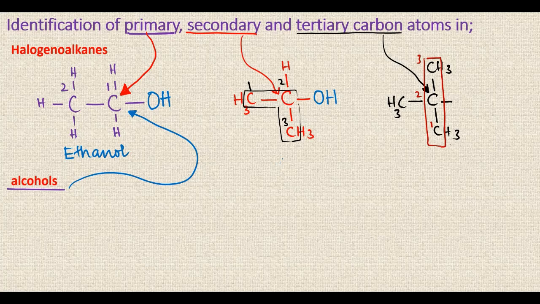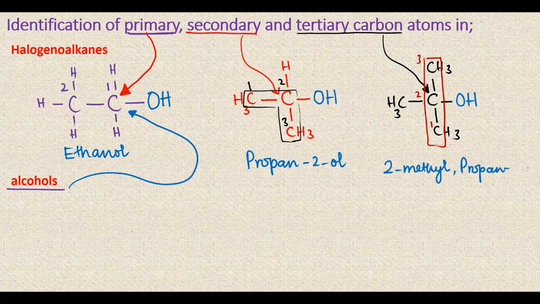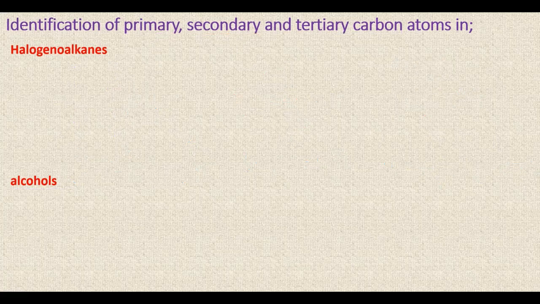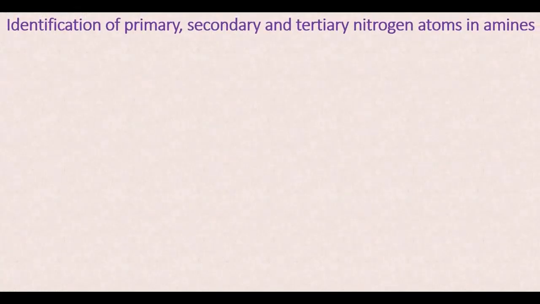The name of this compound is propan-2-ol. A tertiary carbon will be a carbon to which the OH is attached in an alcohol, having three more carbon atoms linked to it. The name of this compound is 2-methyl-propan-2-ol. Similarly, the primary, secondary and tertiary nitrogen atoms in the amines can also be identified.